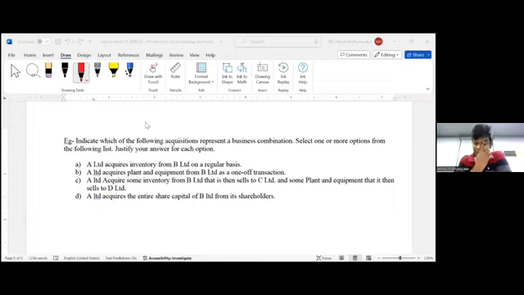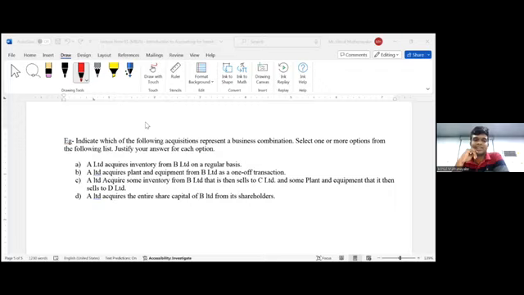First one: A Limited acquires inventory from B Limited on a regular basis. That is a normal buying and selling transaction, right? I'm buying some inventory from B Limited. That is not a business combination. A Limited acquires plant and equipment from B Limited as a one-off transaction. They are only getting plant and equipment, so that is an asset acquisition. A Limited acquires some inventory from B Limited and then sells to C Limited, and some plant and equipment that it then sells to D Limited. That is also a buying and selling thing and an asset acquisition.